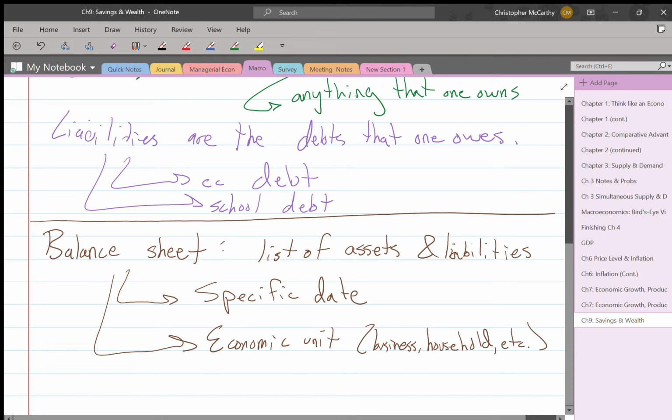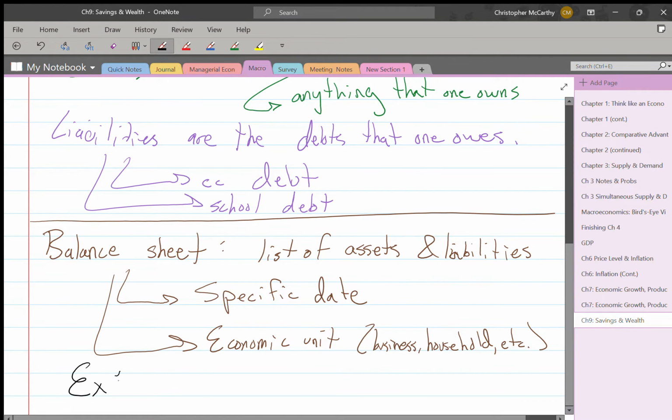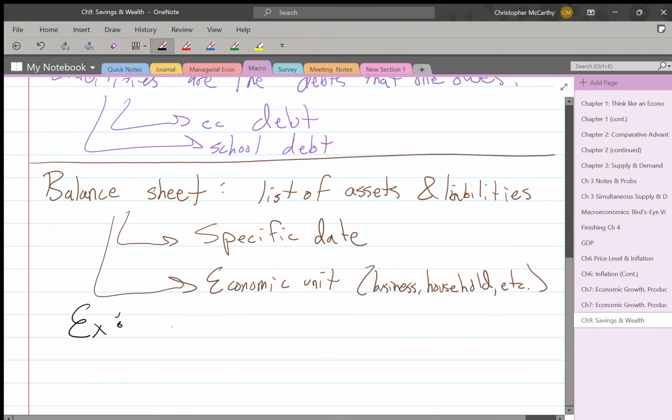So let's go ahead and do an example of a balance sheet. Consuelo.